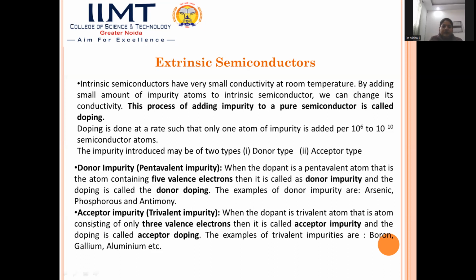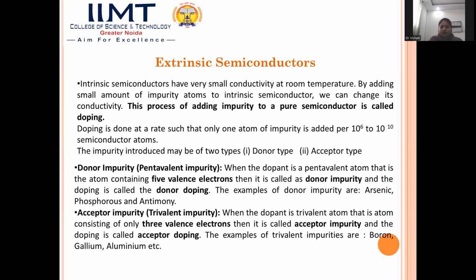The second impurity is the acceptor impurity. It is also called a trivalent impurity. Trivalent, tri plus valent, means the dopant is a trivalent atom, consisting of 3 valence electrons in its outermost shell. So this type of impurity is called an acceptor impurity. Examples of trivalent impurities are boron, indium, gallium, aluminium, etc. Basically, the third group of the periodic table, in which we have 3 valence electrons.